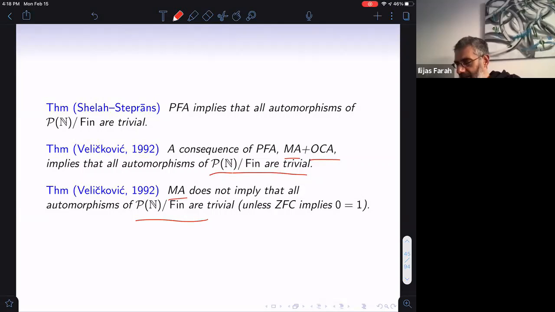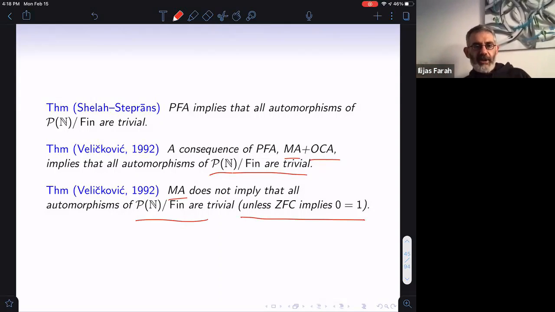I'm just putting this in for the pedantic logicians: basically, we don't know that ZFC is not inconsistent. So if it is inconsistent, then MA implies everything, including that all automorphisms are trivial. Right, so I still have just a little bit of time here.